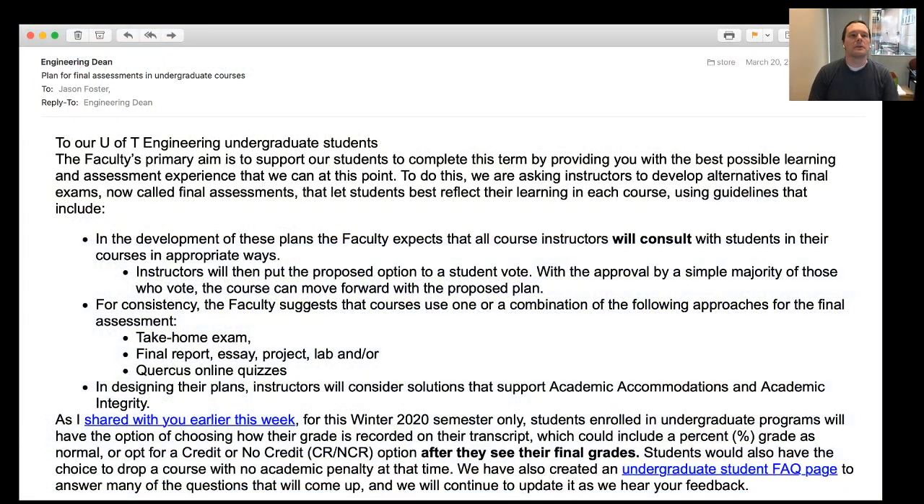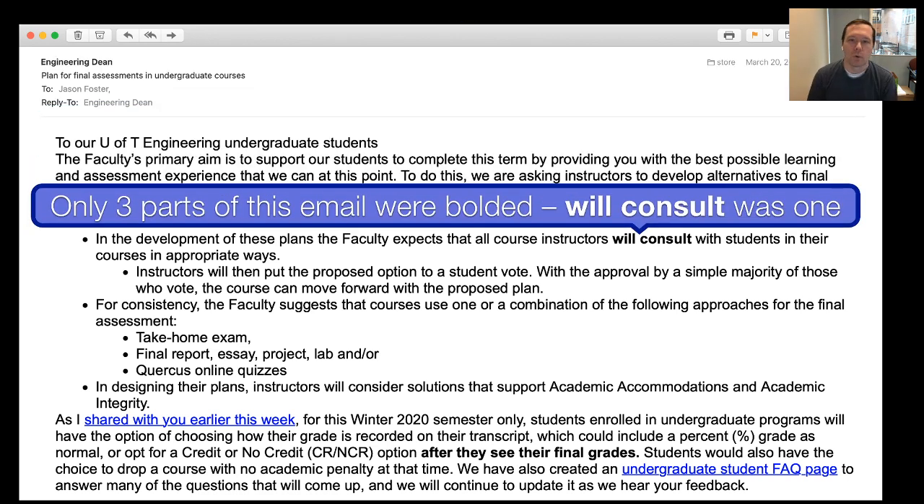All right, so this is another email that you got on March 20th, and it's from the dean. And as it says, a bunch of different things. What's interesting is three things were bolded in this email. The thing at the bottom says graduate students, and will consult. And since we're an engineering design course and you've been acting as student engineering designers, the notion of stakeholder consultation seems to fit here.